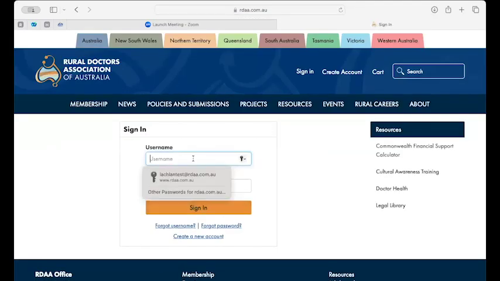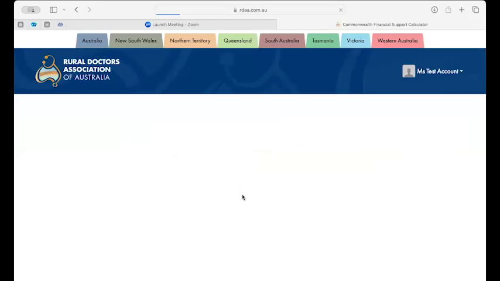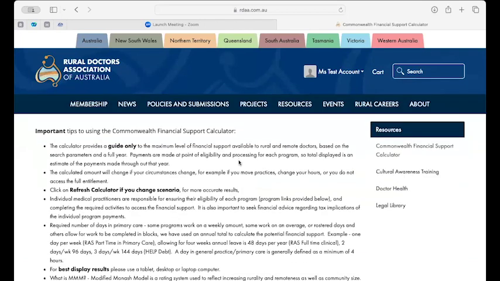Here you sign in, and we will just use a test sign in so you don't get my password. If you need to create the account, click on there, but just to sign in, you can sign in. And once you create your account, you'll automatically be taken to the page as well. And this is the page.